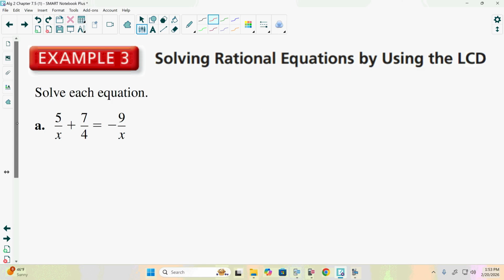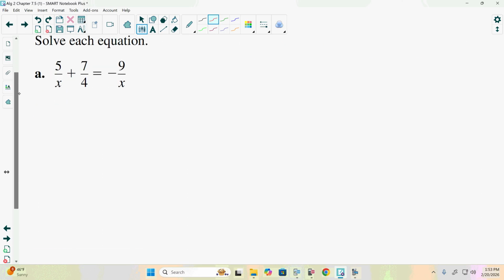We have 3 terms now. And cross multiplication is now out the window because we cannot do cross multiplication with 3 terms. But the way we've been doing it still works.